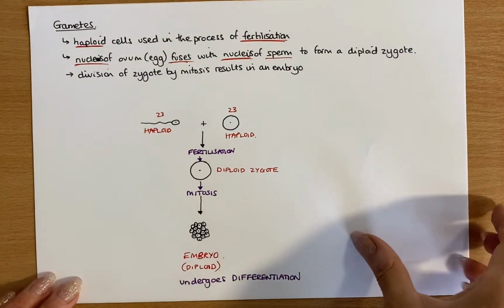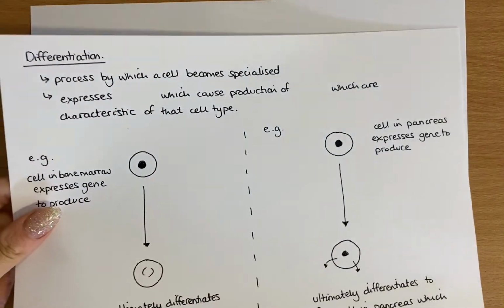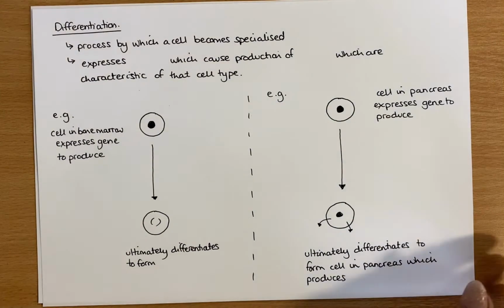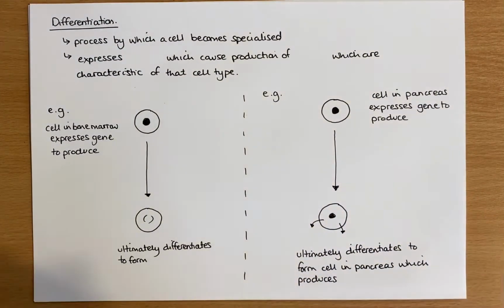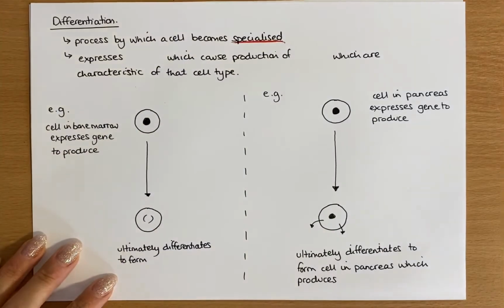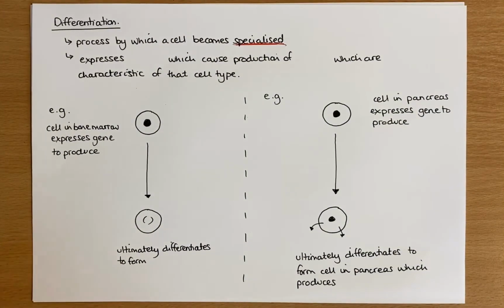So to talk about differentiation then, in National 5 we refer to this as specialisation, so cells becoming specialised. Differentiation is just a fancy term for this, cells becoming specialised. Now that happens, cells start to develop their own particular functions because they express genes.